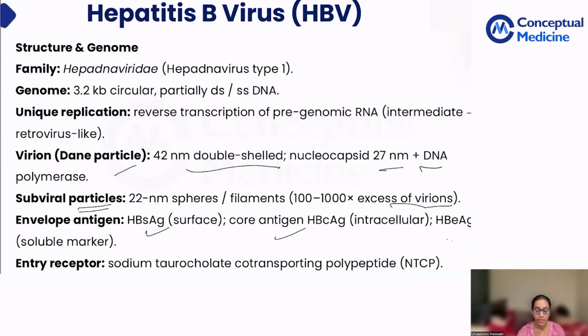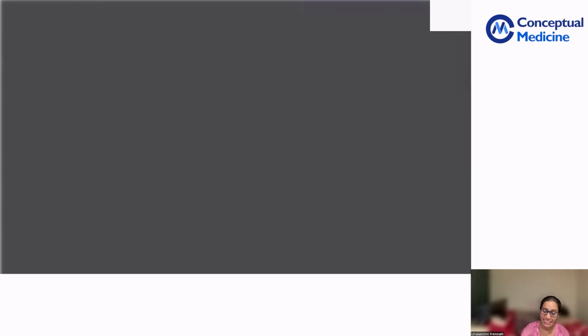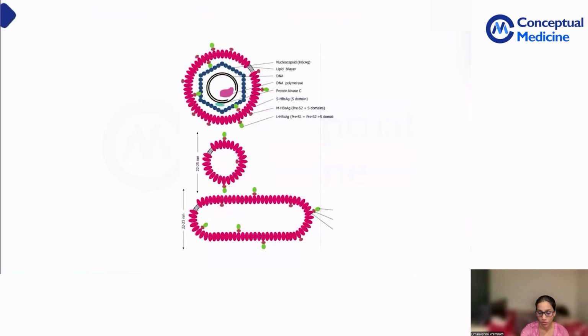Entry of hepatitis B is by sodium taurocholate co-transporting polypeptide. It is the same channel which helps in hepatitis D. So B and D always coexist. B doesn't require D, but D requires B. And both of them enter through the same channel. D cannot outlast B. Always remember that.